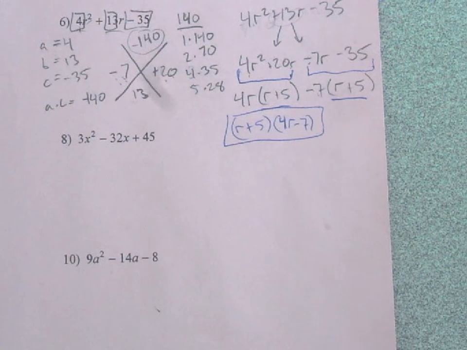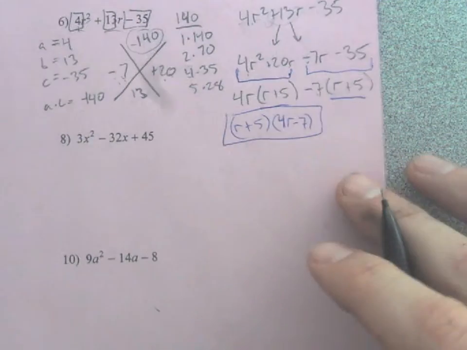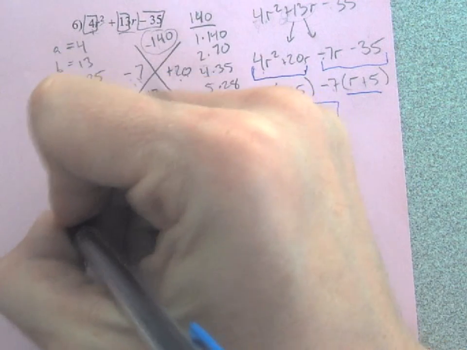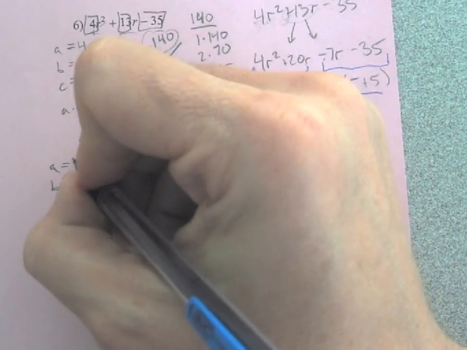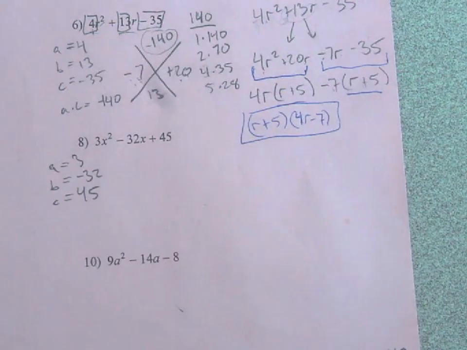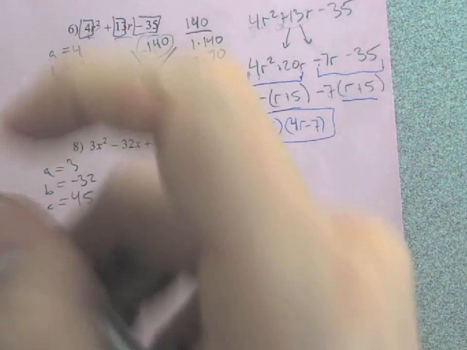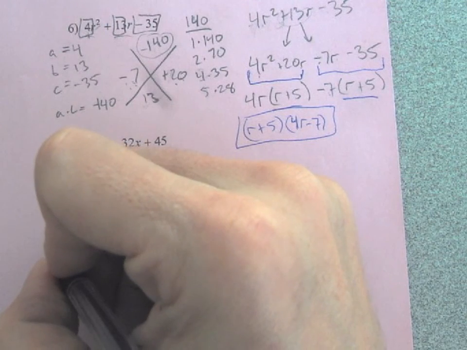Okay, so you should be coming back from pause now, and you should have already tried number 8. Let's see how you did. First step here is to list my A, my B, and my C. In this case, that's a 3, a negative 32, and a 45.